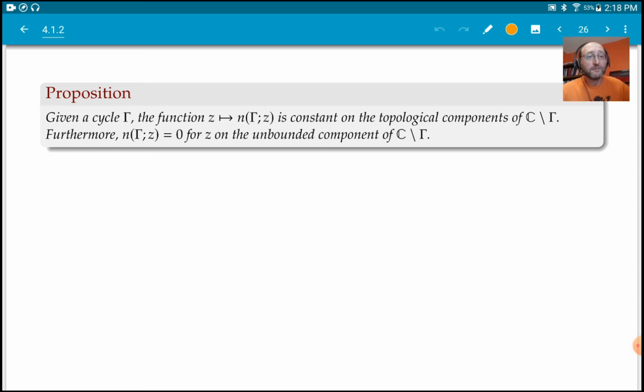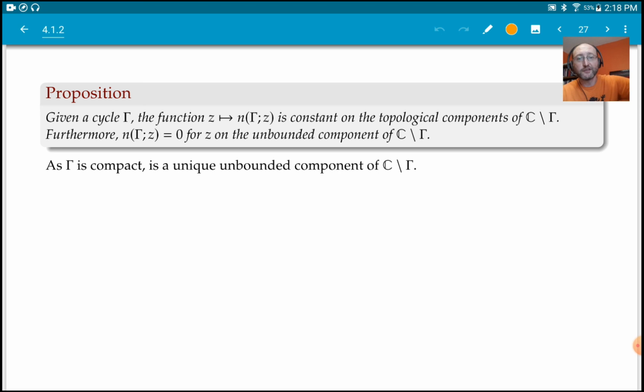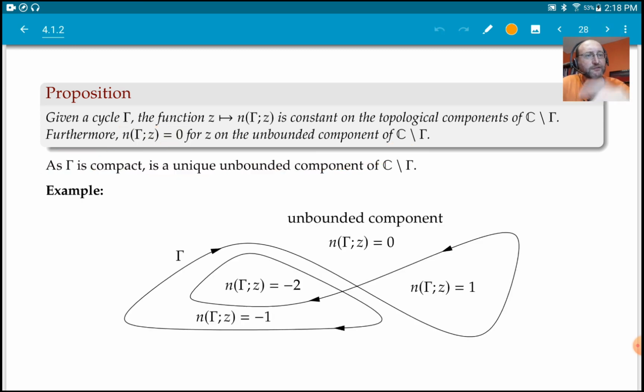And furthermore, there's going to be one unique unbounded component, because gamma is a compact set, so it's bounded. So if I go very far out, there's clearly just one unbounded component, topological component, of the complement, and gamma doesn't go around any point there. So on the unbounded component, the winding number is 0. So that's the second part of this proposition.